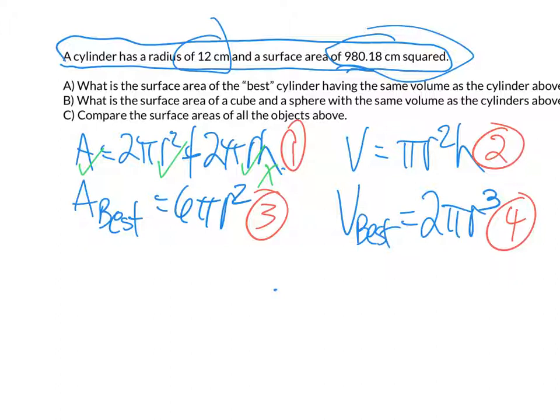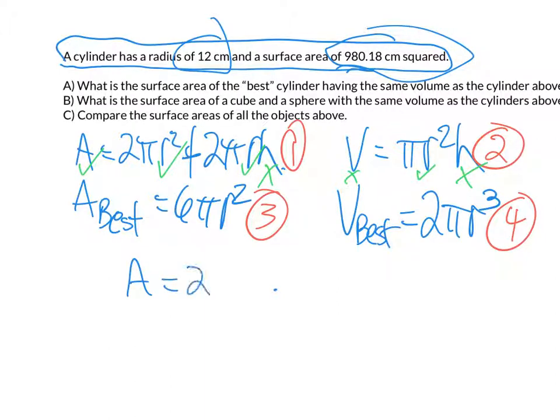This isn't the best cylinder, so that's going to be the volume there. I don't know the volume. I do know the radius. I don't know the height. I can't solve equations when I have 2 unknowns. I can solve equations when I have 1 unknown. And that tells me that I need to pick the area formula to work with. So I'm going to start by writing down the area formula.